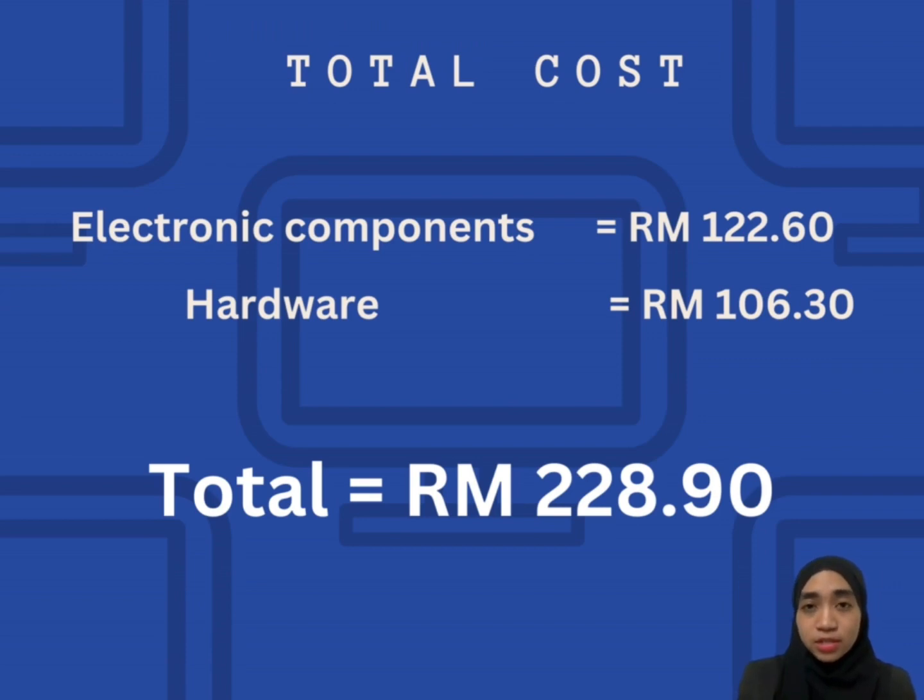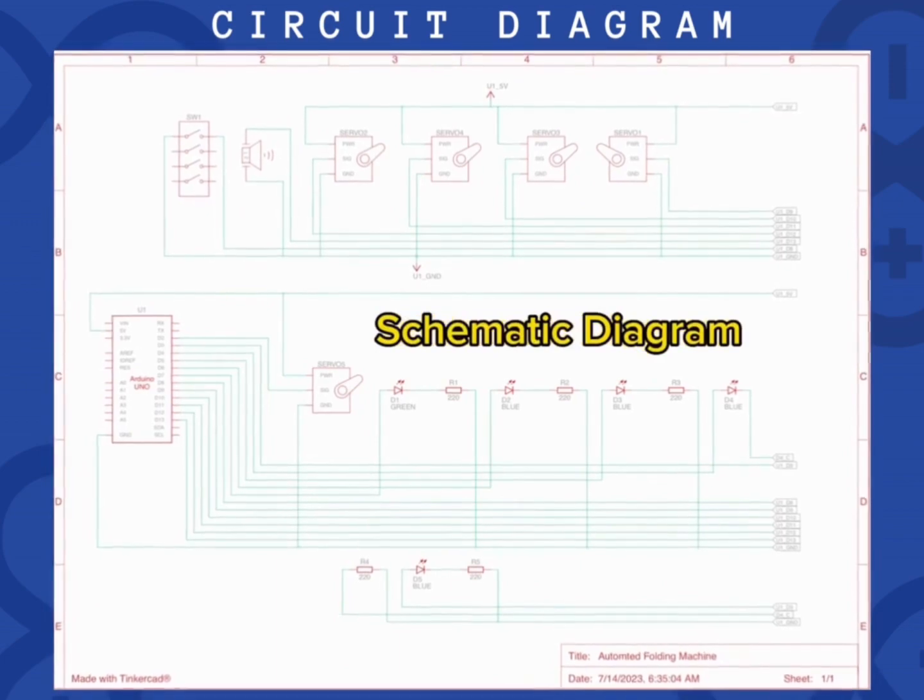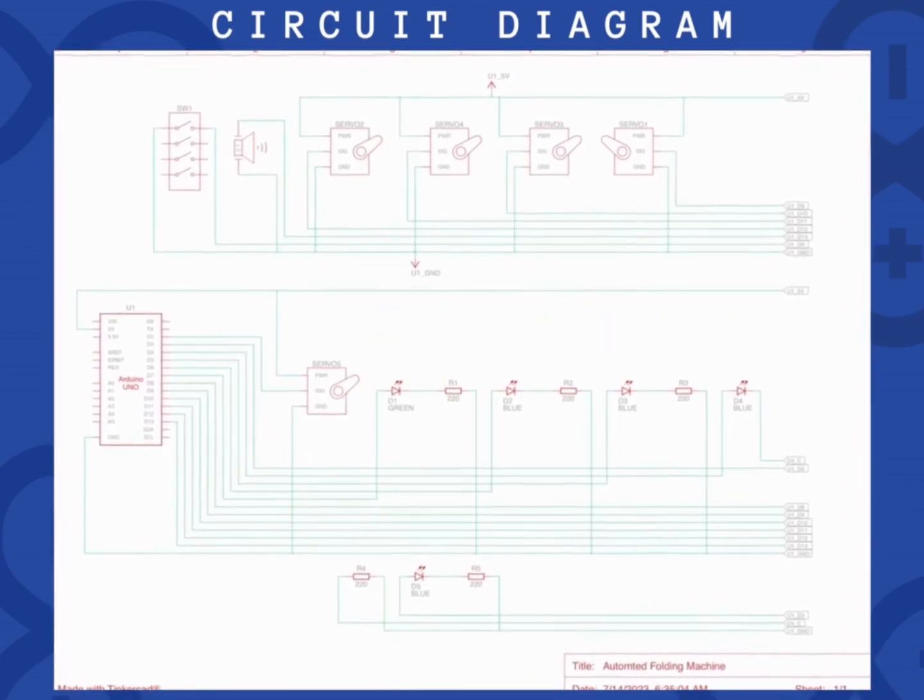After calculating, the total cost of electronic components that we use is RM122.60. For hardware, we use RM106.30. So the overall total cost is RM228.90. So this is the schematic diagram of our system, which is the automated folding machine.